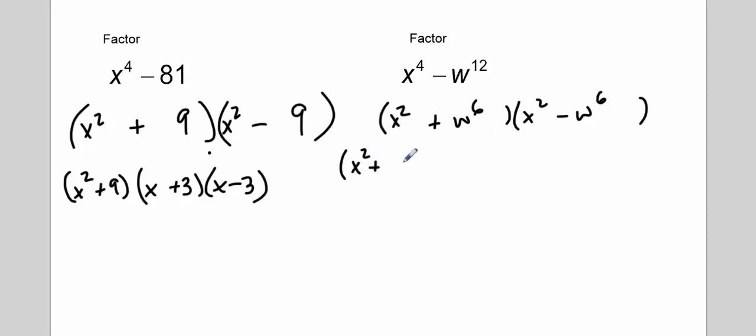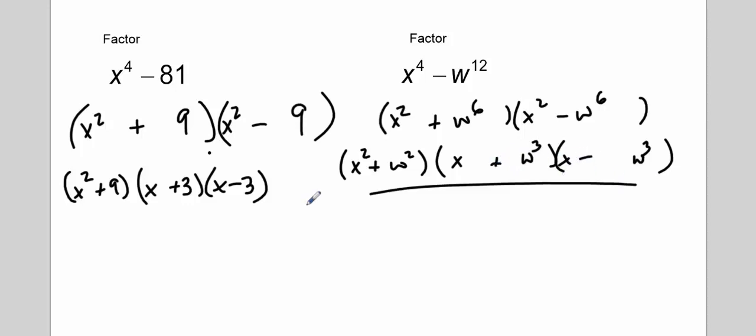The second term is actually a difference of squares. What multiplied by itself is x squared? x and x. What multiplied by itself is w to the sixth? That's w to the third and w to the third. Again, plus and minus, and then that's done.